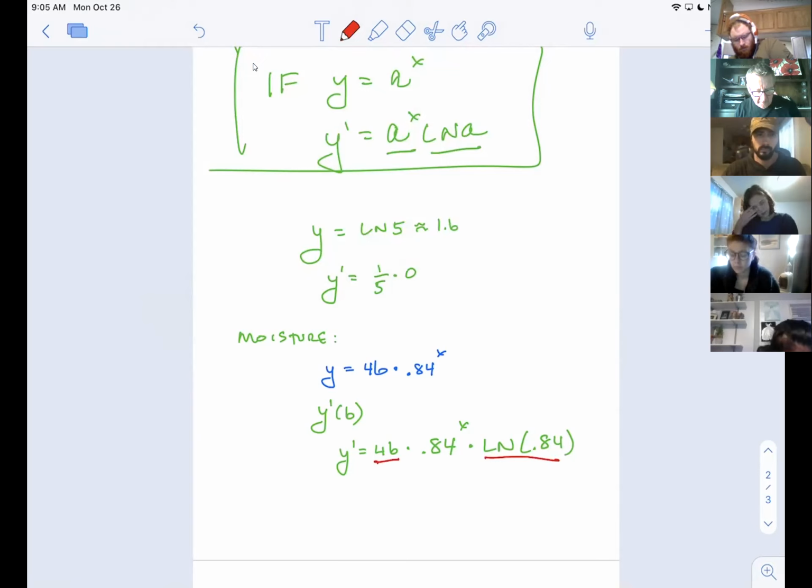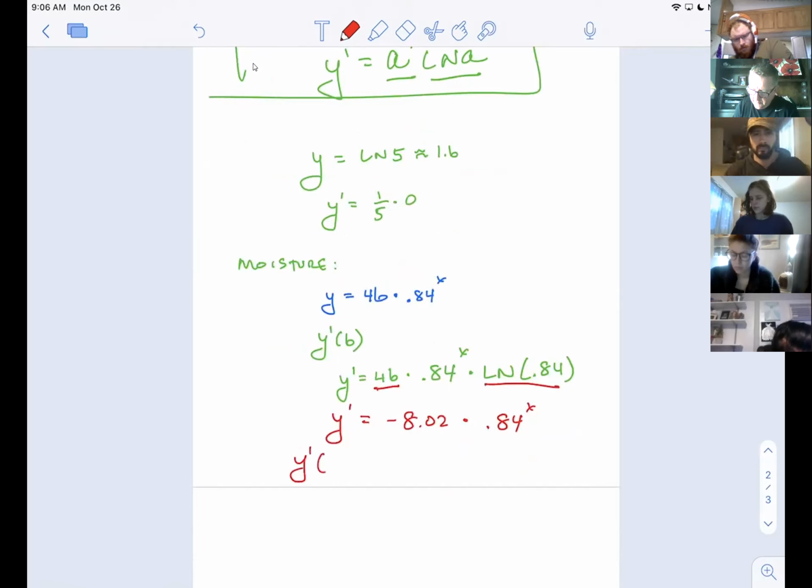If I take 46 times the natural log of 0.84, I get negative 8.02. So it'd probably be easier to write if I said y prime equals negative 8.02 times 0.84 to the x. And so now I can find y prime of 6. Negative 8.02 times 0.84 raised to the 6th power. My calculator says that's negative 2.8.